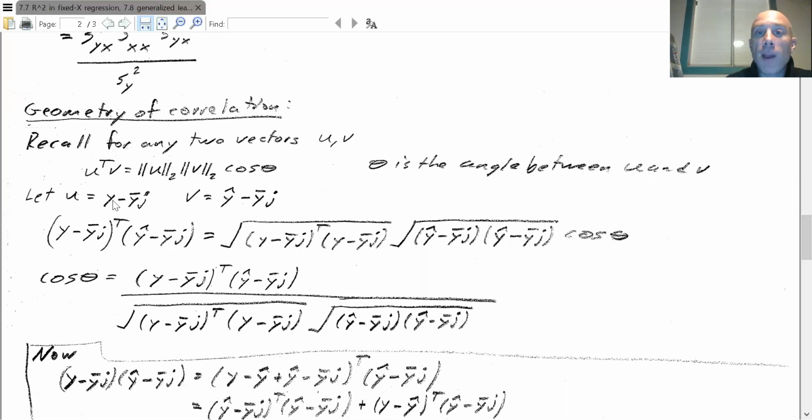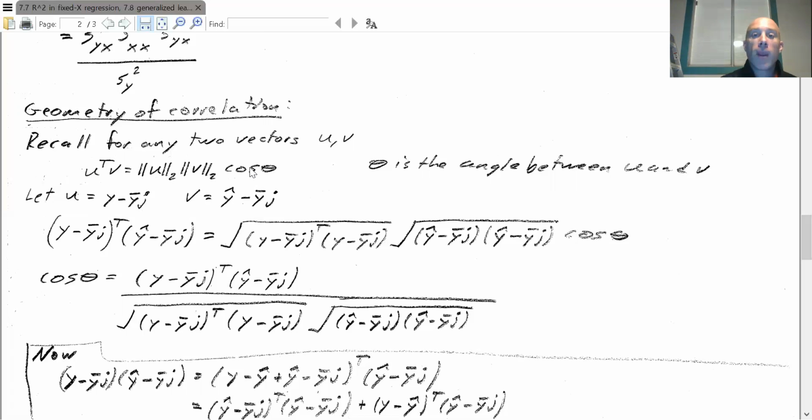Here's what I'm going to do. I'm going to replace U with y minus y bar, and replace V with modeled y minus y bar, and just plug and chug. When I take the dot product on the left, I put y minus y bar times the j vector, and over here I put fitted y minus y bar j, and I leave cosine theta, where theta is the angle between the vectors.